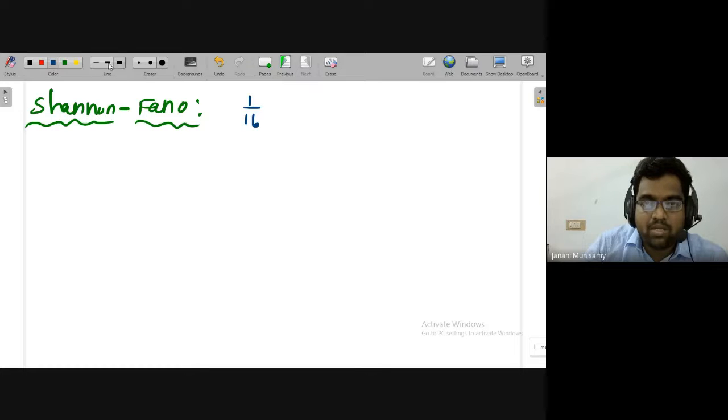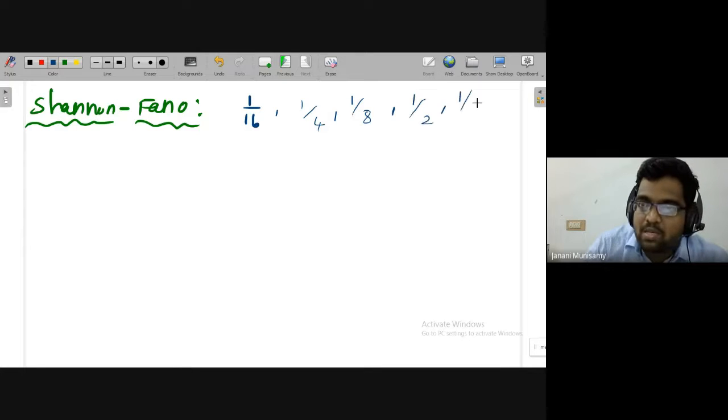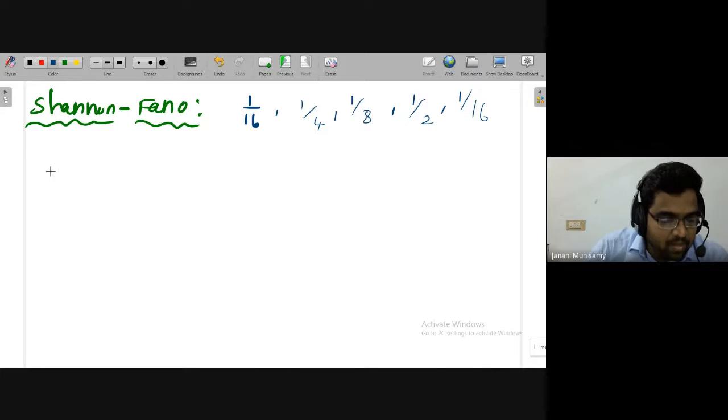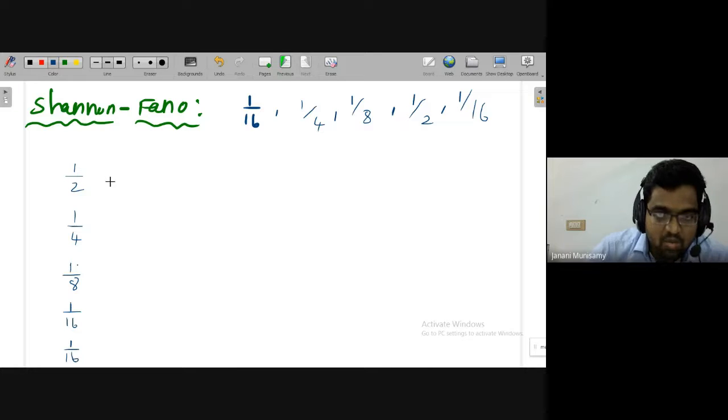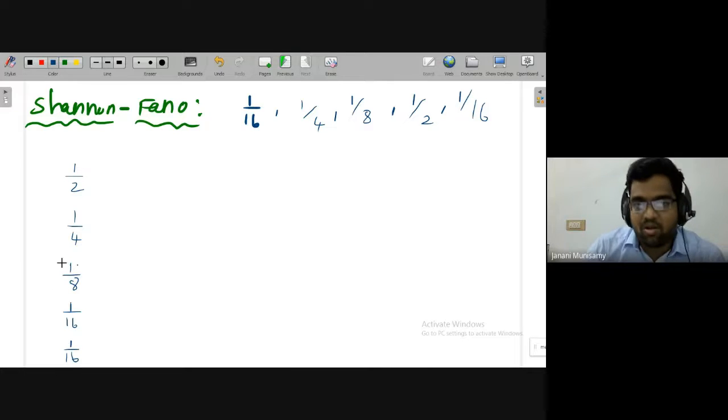Say symbol 1 is having 1 by 16, then 1 by 4, 1 by 8, then 1 by 2, 1 by 16. They are providing randomly, but we have to write in the decreasing order. 1 by 2 first, then 1 by 4, 1 by 8, 1 by 16, then 1 by 16. Once you add all the probabilities, definitely it will be 1.